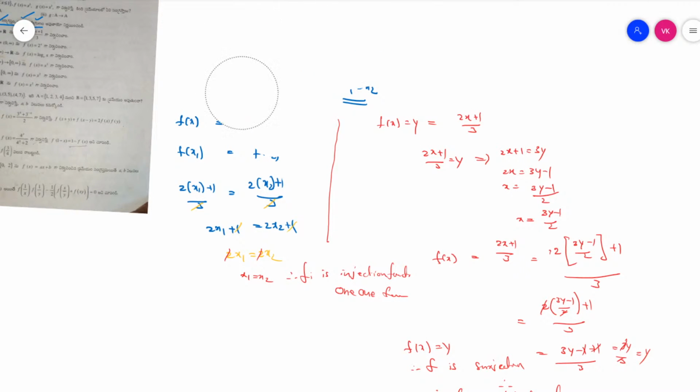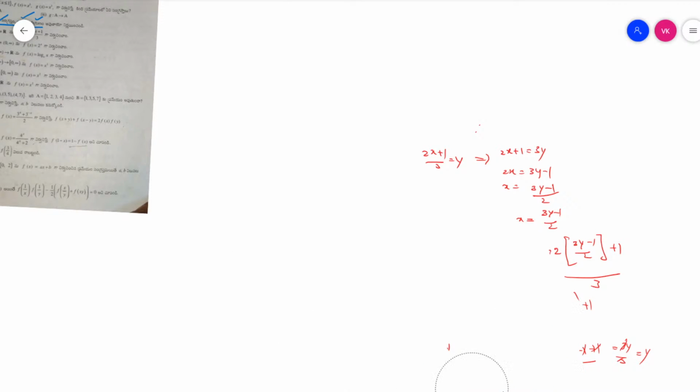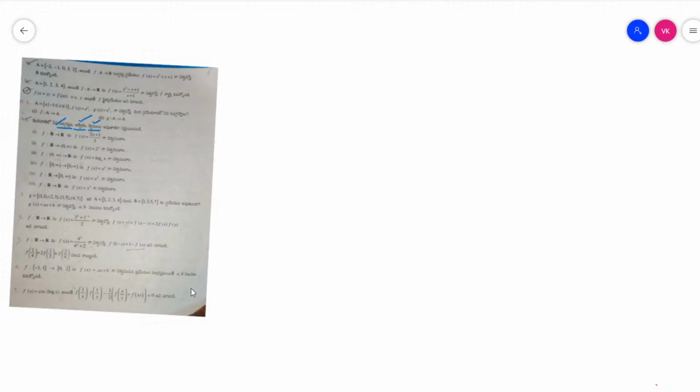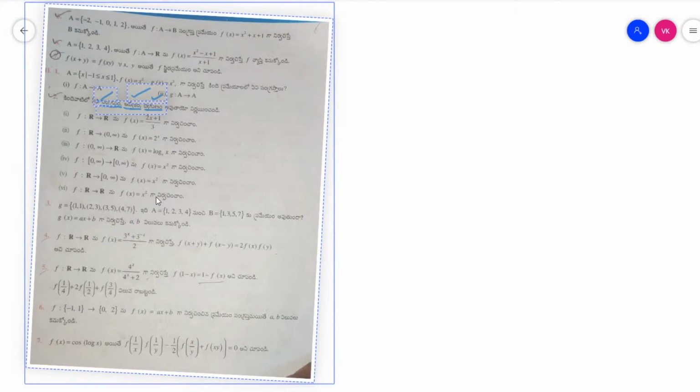So in the question we are going to the second bit that is given here. I have only the Telugu medium textbook, that's why I give the Telugu medium textbook image here, but I will explain every question in English, no problem. Okay, let's go for the second one.